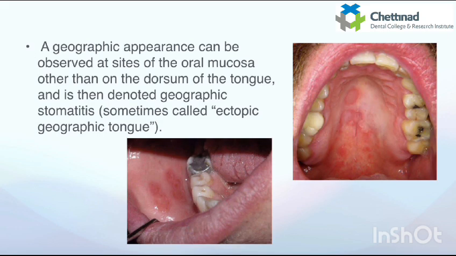Another feature of the geographic tongue is that it may be accompanied by a fissured tongue, and sometimes these two lesions are observed simultaneously. The appearance of the tongue dorsum may vary greatly from a mild presentation to a very dramatic one. A geographic appearance can be observed on sides of the oral mucosa other than the dorsum of the tongue and is then denoted geographic stomatitis. Sometimes it is also called ectopic geographic tongue.